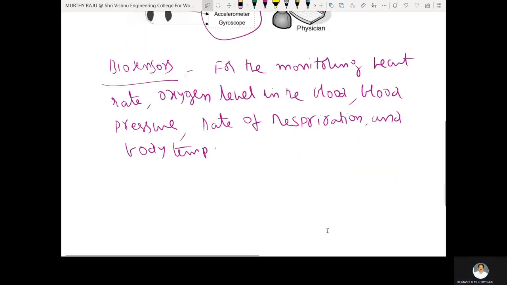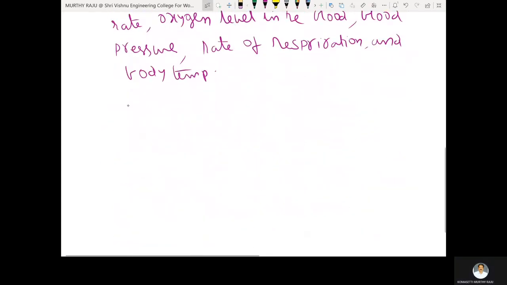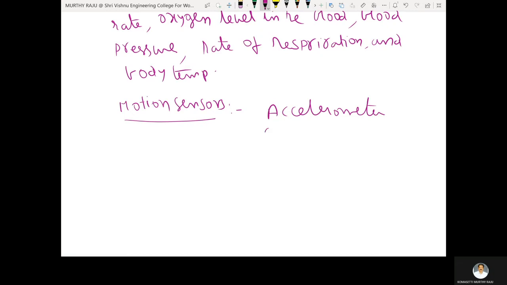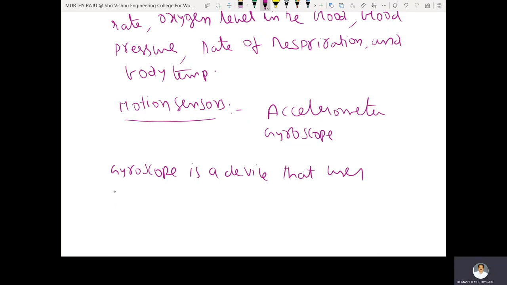Next one is these are the motion sensors. Examples: gyroscope, accelerometer. A gyroscope is a device that uses Earth's gravity to help determine orientation.